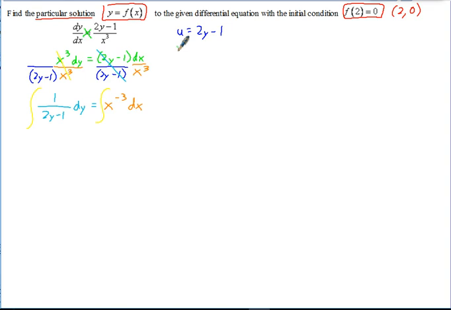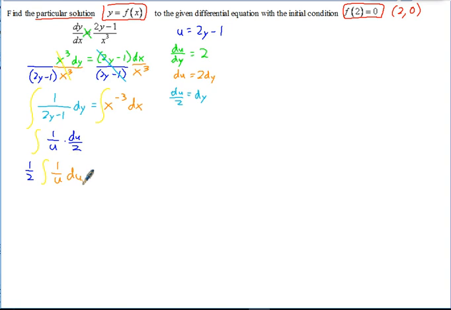And then take the derivative of that, du dy would be 2. So multiply both sides by dy. Gives you 2 dy equals du, and divide by 2. You end up with dy equals du over 2. And so then we can rewrite this as the integral of, now it's just going to be 1 over u, and then dy we can replace with du over 2. So then you can pull the 1/2 on the outside.